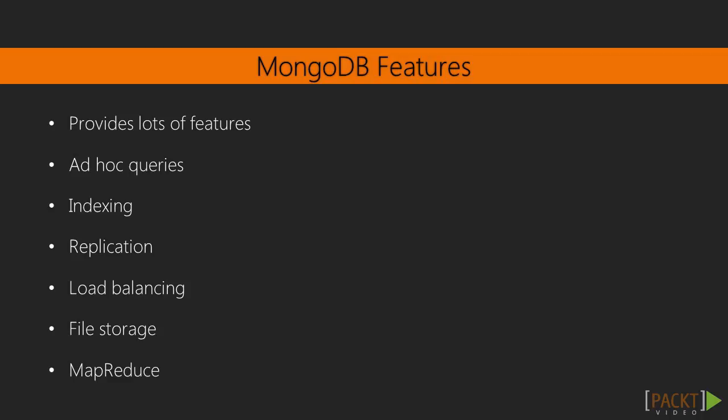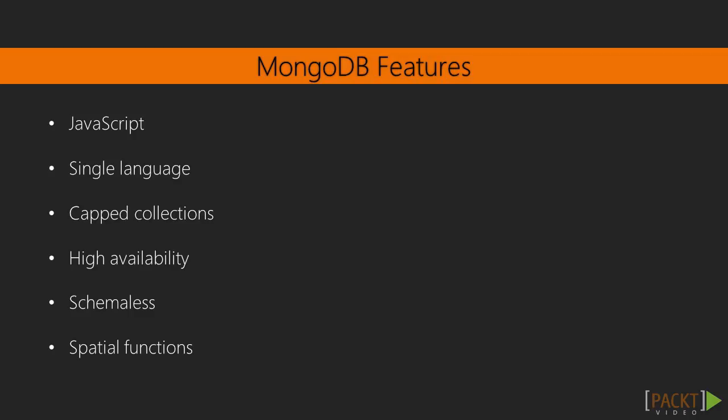MongoDB can be used for file storage using grid file system. It's possible to process and aggregate data by using MapReduce. JavaScript can be used in queries and executed on the database. This allows you to use a single language for your whole development stack. It supports capped collections, which are fixed-size collections that help remove older records as new data comes in.